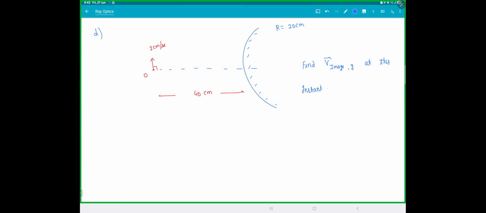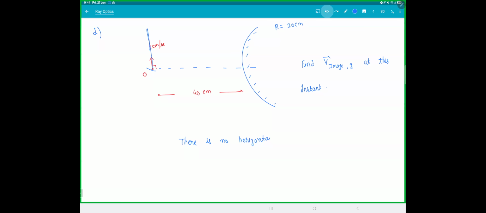This is easy. There will be no horizontal component, right? If you see horizontally, there is no motion. So the du by dt term is 0 here. Because no matter how much it travels, the foot of the perpendicular will always be O dash only. So there is no horizontal component.